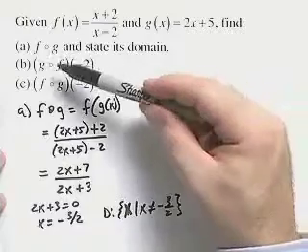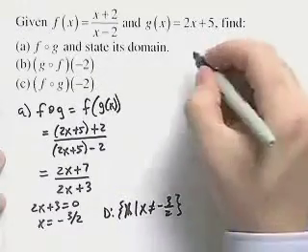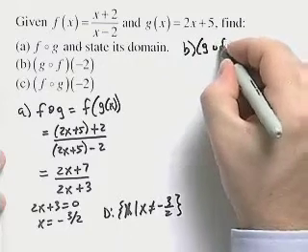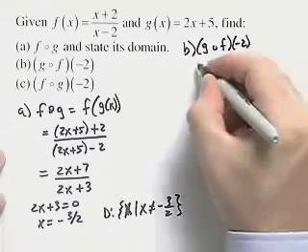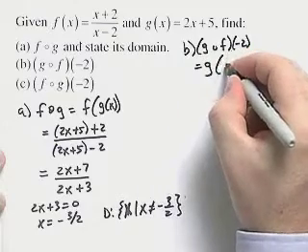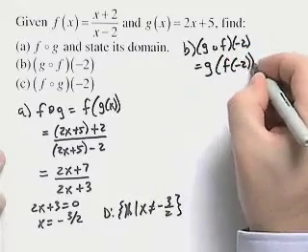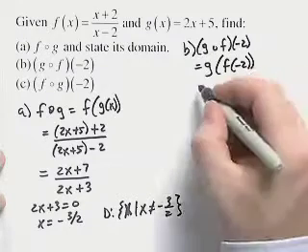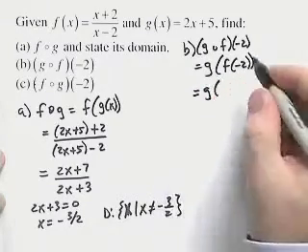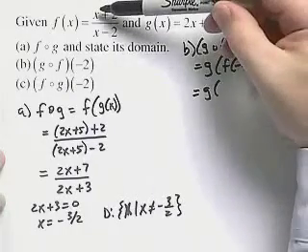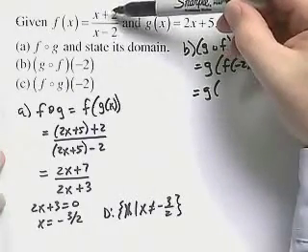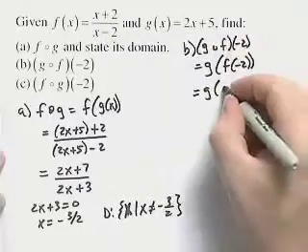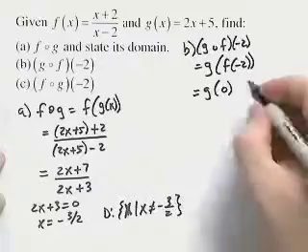For part B, we want to evaluate g of f of negative 2. This is equivalent to finding g of f of negative 2. So we really need to first find the value of the function f when x is negative 2. If we come up to our function f and put in negative 2, negative 2 plus 2, that's 0. Negative 2 minus 2 is negative 4, and 0 over negative 4 is 0. So we need g of 0.